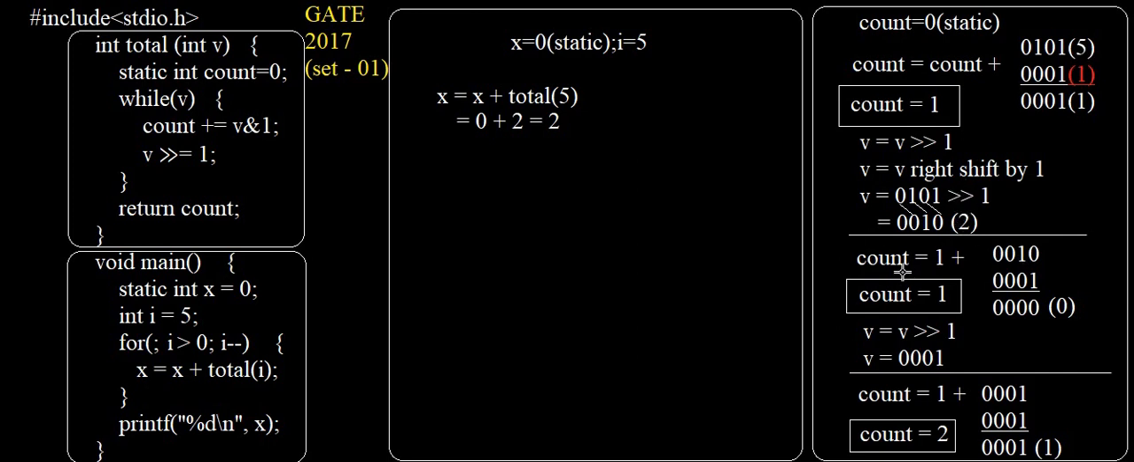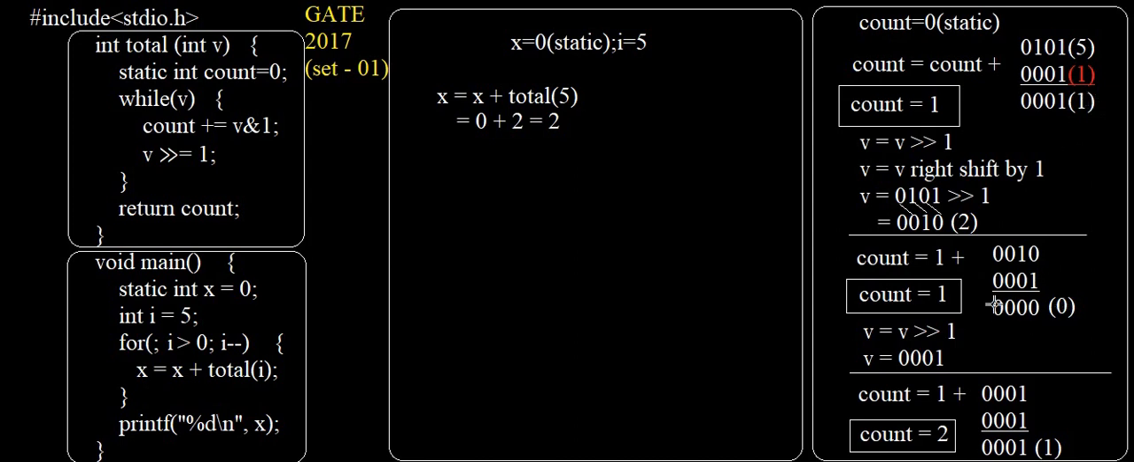And in the next iteration, this while loop becomes true again because v is equal to 2, and if 2 is placed here, it is true. Now we execute the first statement of the while loop, count plus equals, again the bitwise AND. Now initially count is 1. In the previous iteration the count was 1, place 1 here, plus bitwise AND of 2 with 1, as we have done in the previous iteration.